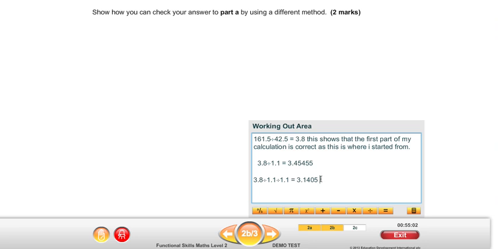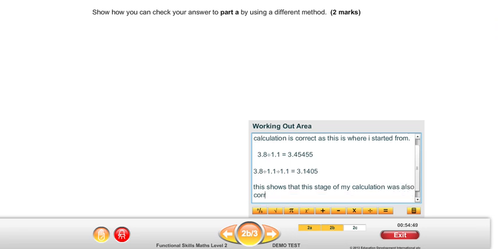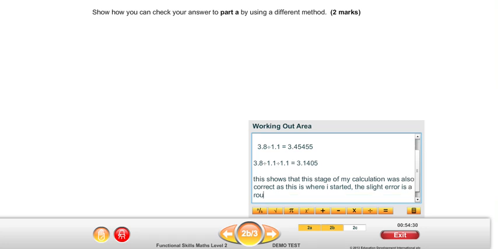So I'm just going to put that this shows that this stage of my calculation was also correct, as this is where I started, and we can also just put that the slight error is a rounding error from my original answer. And that should answer the question fully.